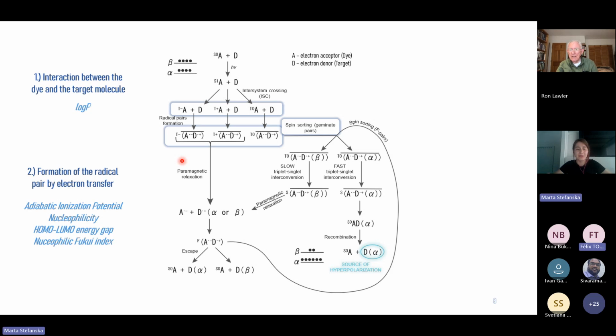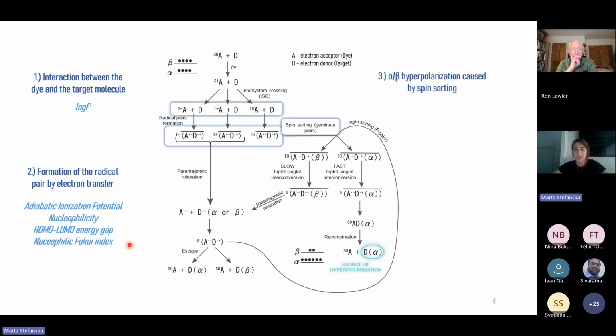I confused myself. Okay, so yes, for this step, I just included a bunch of properties related to electron transfer. Properties such as isotope potential, nucleophilicity, HOMO energy level of the molecule of interest, and LUMO of the dye, and finally nucleophilic Fukui index, about which I'm going to tell you a little bit more.